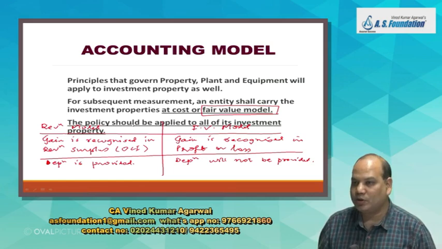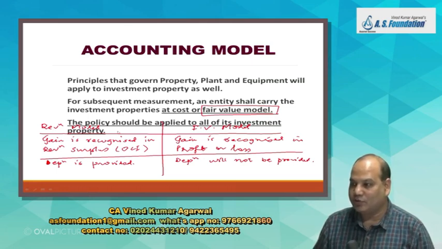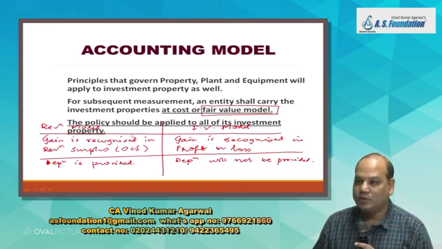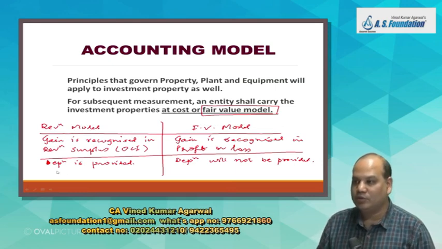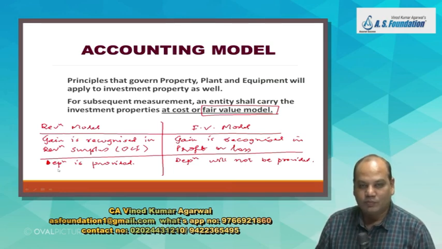The policy should be applied to all of its investment property. Now here again there is one more difference in this standard and IAS 16. In IAS 16, for one class of asset I can follow cost model. For another class of asset I can follow revaluation model. Here it says the policy will be applied to all of its investment property. So if used cost model, all investment property cost model. Fair value model, all investment property at fair value model.